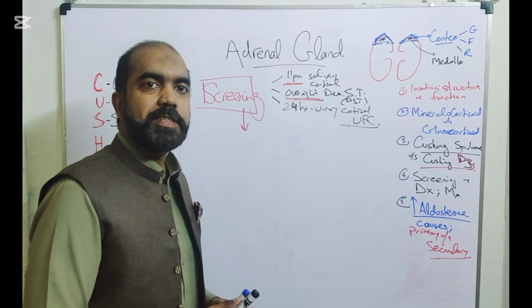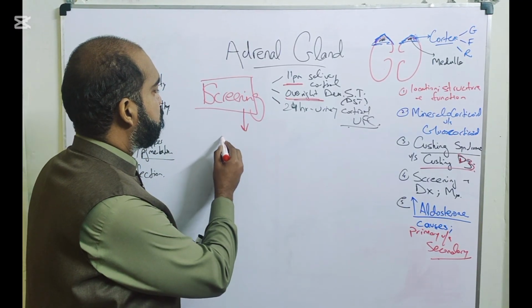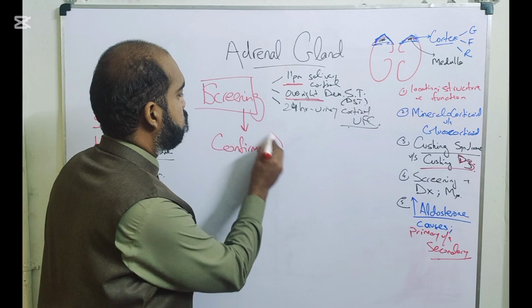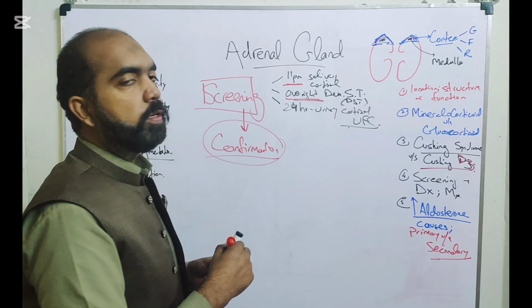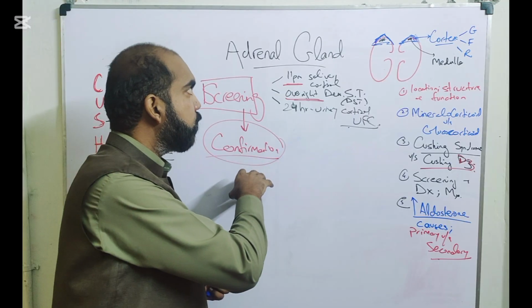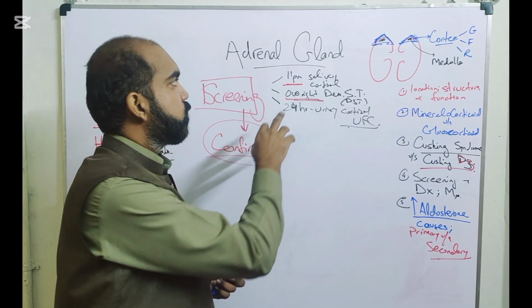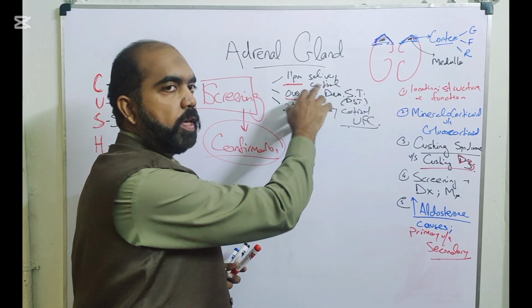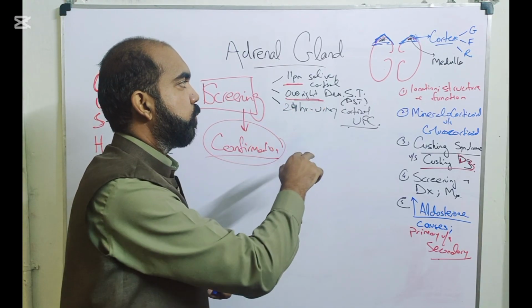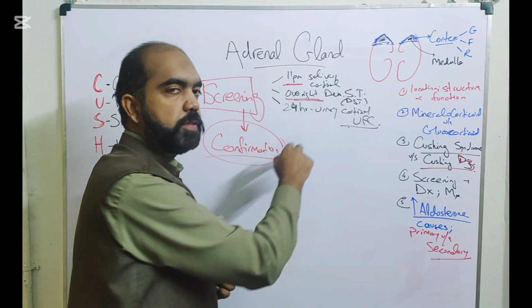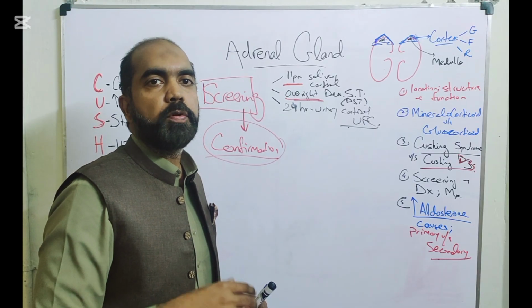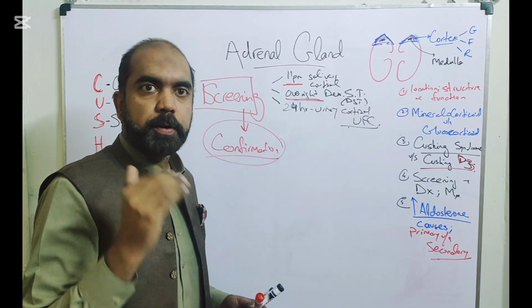Once screening is done, you need to confirm it. There should be confirmation of the abnormal value. So how can you do it? Simple, you need 2 different screening tests to confirm the diagnosis of Cushing. For example, if you did 11 p.m. salivary cortisol and you get abnormal values, you can do an overnight dexamethasone test or 24-hour UFC test. And if you get abnormal values of cortisol, then Cushing is confirmed, hypercortisolism is confirmed.